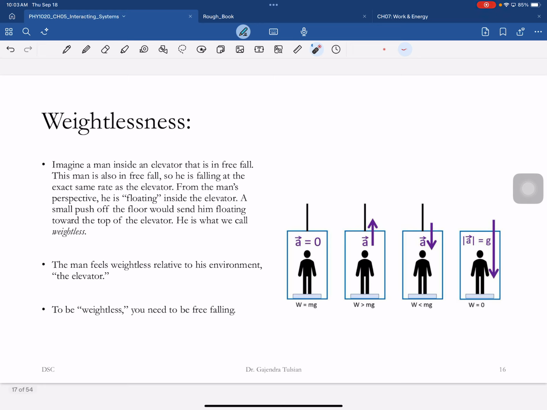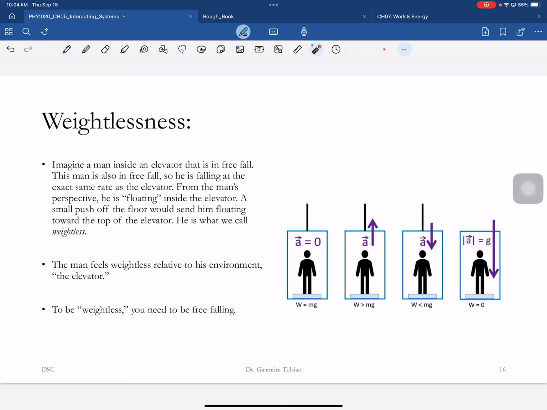So this diagram summarizes this. When your acceleration is 0, your apparent weight is equal to your actual weight. When you accelerate upwards, your apparent weight is greater than your actual weight. And when it accelerates downwards, your apparent weight is less than your actual weight. And look at this. If this were free falling, so if you get on an elevator and the cable gets cut, then you would be weightless.